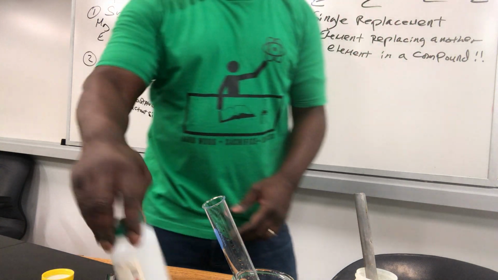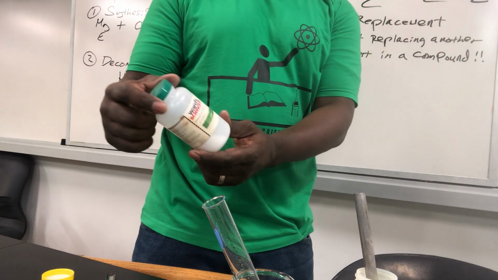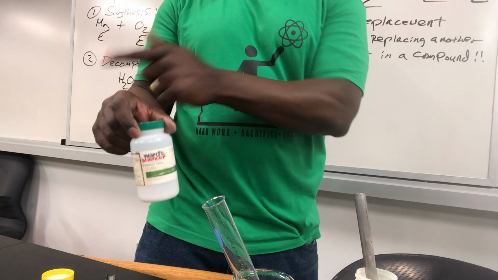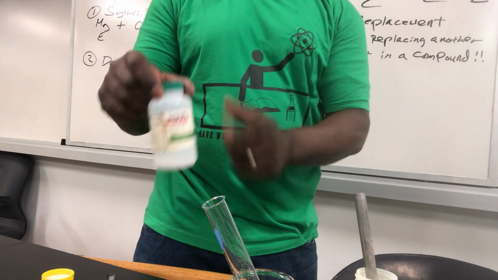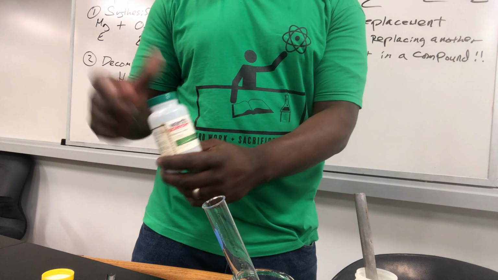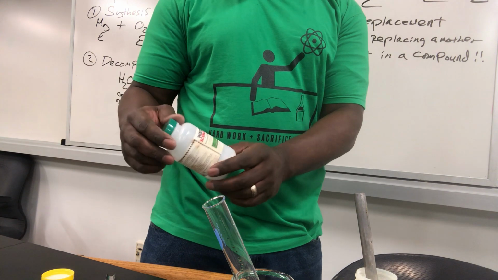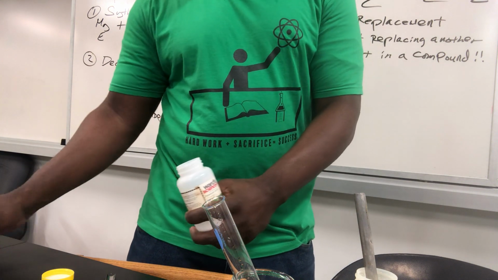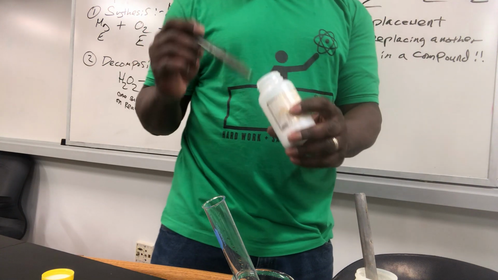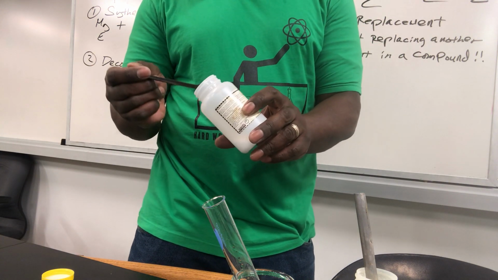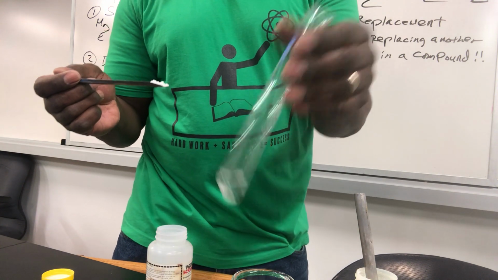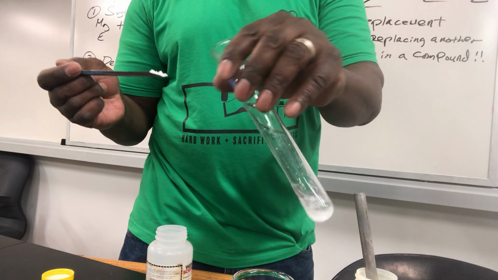Now I have some potassium iodide right here that we used before as a catalyst in the decomposition reaction with hydrogen peroxide. But this time, I'm going to use it as an actual reactant, so it's not acting as a catalyst anymore. I'm going to put a few pieces into my aqueous lead nitrate, and we'll see what happens.